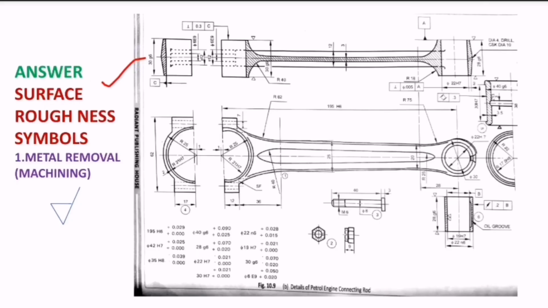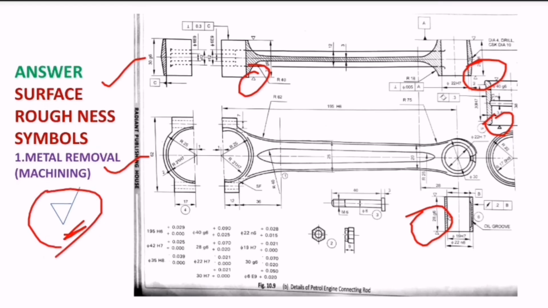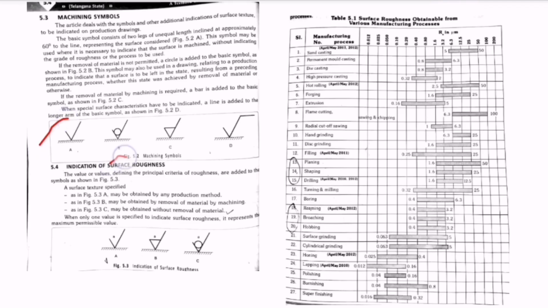So what are surface roughness symbols? Look at this, this is a triangle symbol, here also a triangle symbol, here also triangle symbols. These triangle symbols are the symbol of metal removal or machining. Wherever a machining or metal removal process is happening, this symbol is indicated. So these are the symbols of machining, showing a machining operation or removal of metal. That symbol is commonly used.